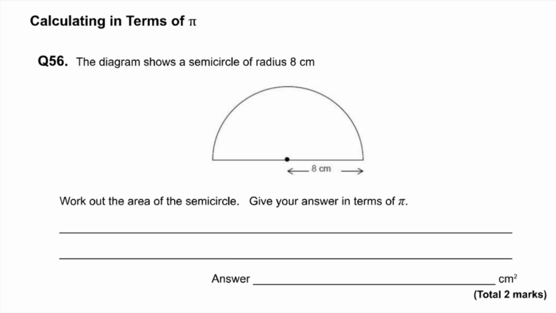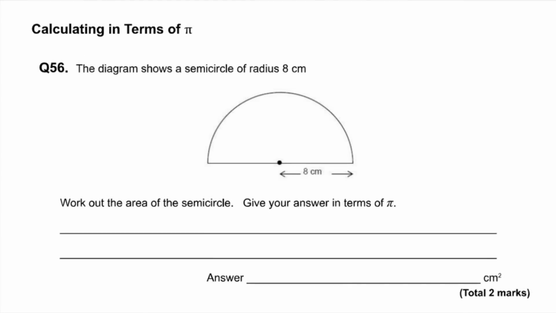Okay, so rather than doing all that long multiplying at the end of every question involving pi, often the question asks you to give your answer in terms of pi, like this one does. So that just means you get as far as you can with pi in it and then you stop. Okay? And question 56 says, the diagram shows a semicircle of radius 8 centimeters. Work out the area of the semicircle. Give your answers in terms of pi.